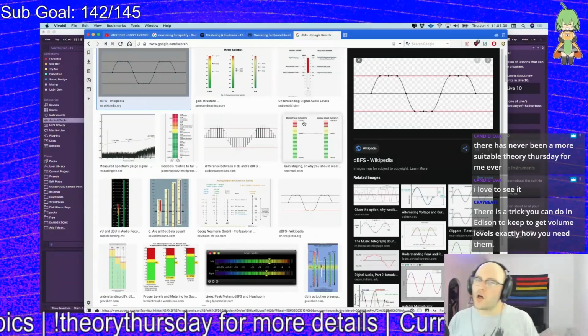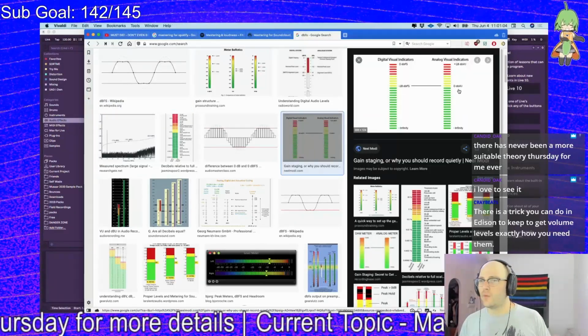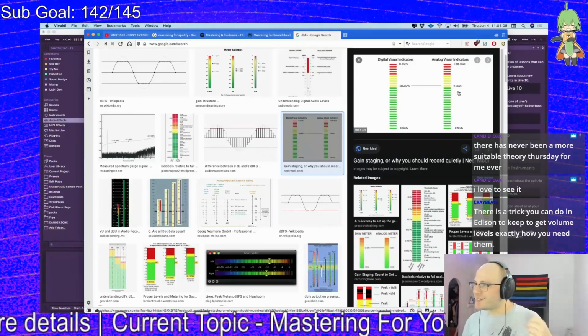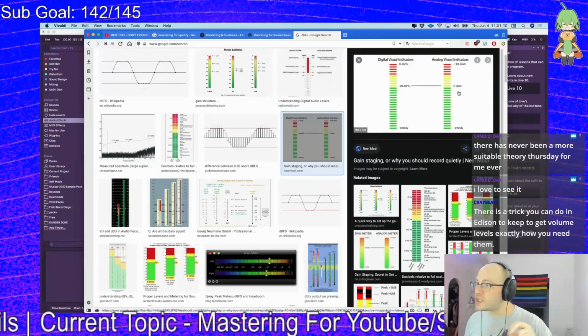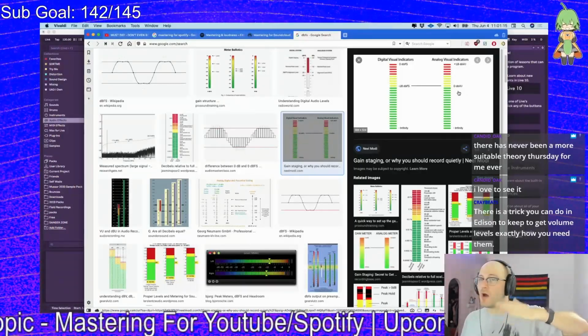But there's other types of indications. This shows you another one, which is dBVU. This is decibels in voltage units. That refers to how the electrical currents are passing.